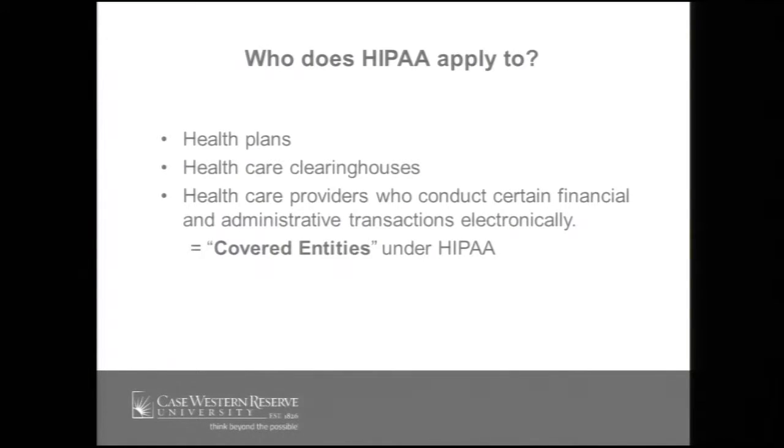As a side note, for your healthcare providers, the existence of those certain electronic transactions is key. Only providers who engage in electronic communications regarding claims, payment, health plan enrollment, and other certain transactions are considered covered entities. So, for example, a doctor providing a service for free is not a covered entity under HIPAA.